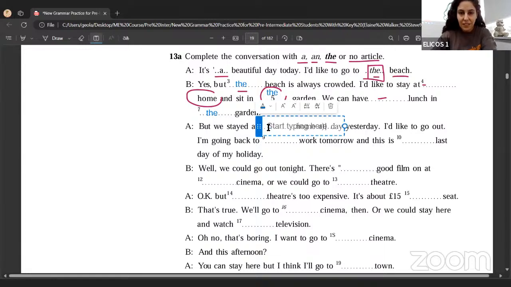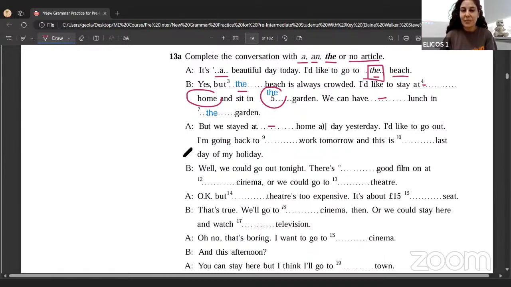But we stayed at home. Yep, so there's no article here. So we stayed at home. I think this is meant to be all day; there's a spelling mistake in the book. But we stayed at home all day yesterday. Yep, there's no article. All day. There's just a bit of a spelling mistake in the book. But we stayed at home all day yesterday.